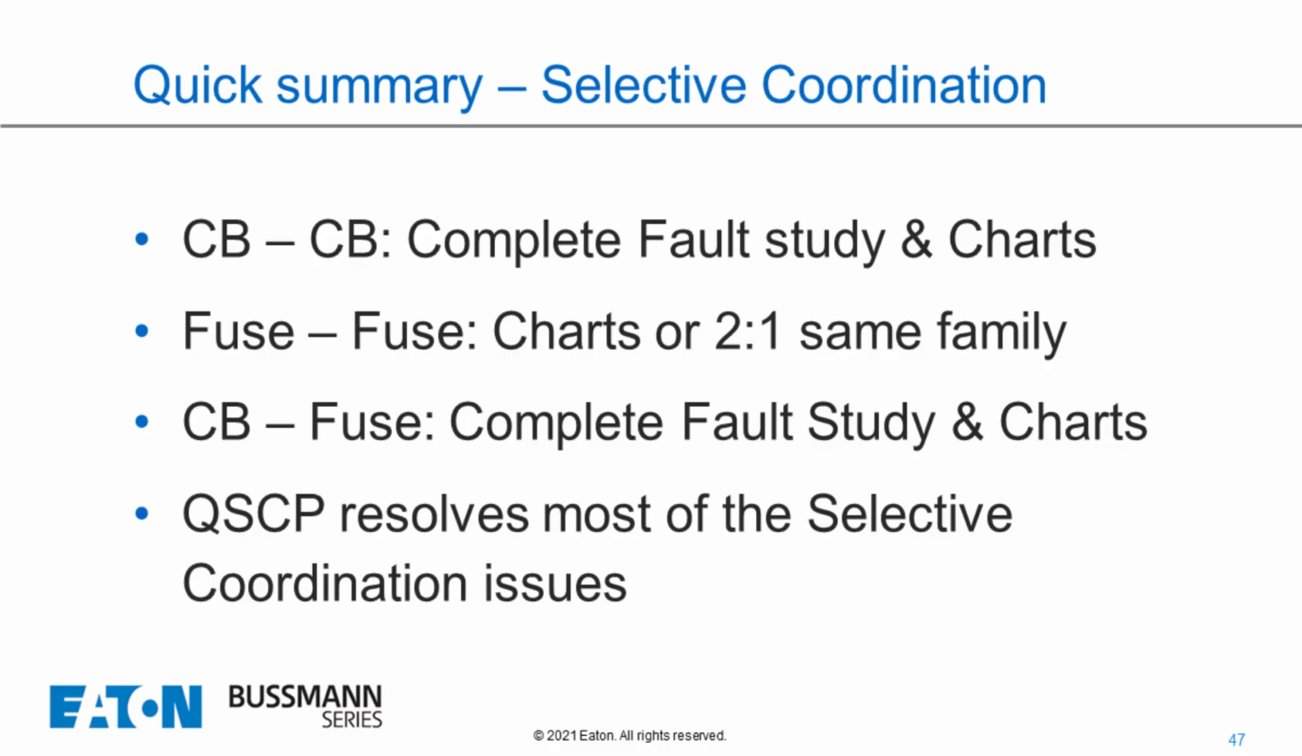A lot of times what I see is 20 amp breakers, branch breakers, or 20 amp fuses with 100 amp fuses in the main. We could still use main lug onlys if we wanted to, but a lot of times I see a 100 amp main with 20 amp branch fuses, and we know that that is selectively coordinated because that's over a 2-to-1 ratio, and it's usually the same family type fuses. And then finally, a circuit breaker with fuses. Remember, fuses always have to be on the load side of that circuit breaker, and a lot of times it could be a 2-to-1 ratio.